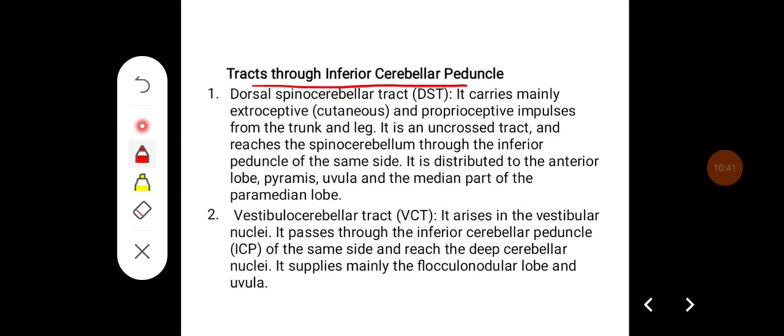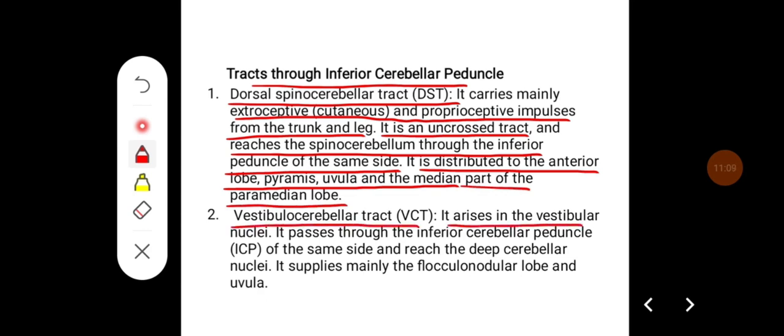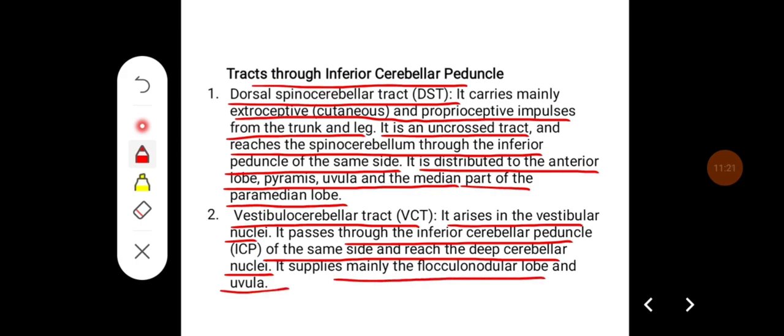Tracts through the inferior cerebellar peduncle. The dorsal spinocerebellar tract. It carries mainly exteroceptive, that is cutaneous, and proprioceptive impulses from the trunk and leg. It is an uncrossed tract and reaches the spinocerebellum through the inferior peduncle of the same side. It is distributed to the anterior lobe, pyramis, uvula, and the median part of the paramedian lobe. The vestibulocerebellar tract arises in the vestibular nuclei. It passes through the inferior cerebellar peduncle of the same side and reaches the deep cerebellar nuclei. It supplies mainly the flocculonodular lobe and uvula.